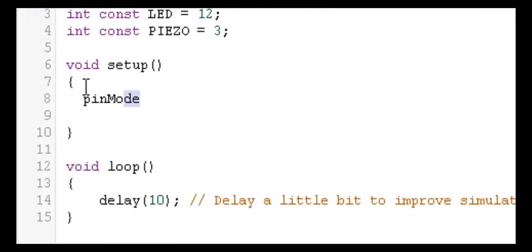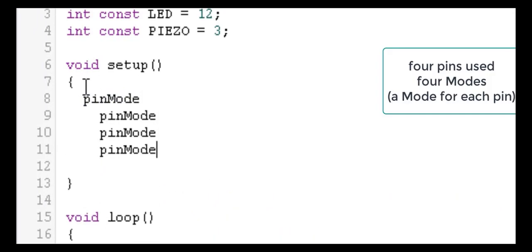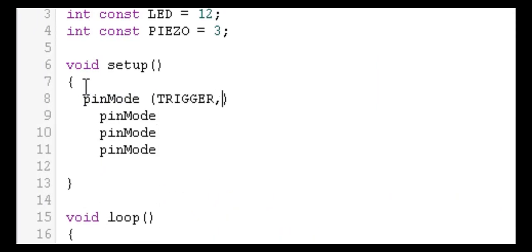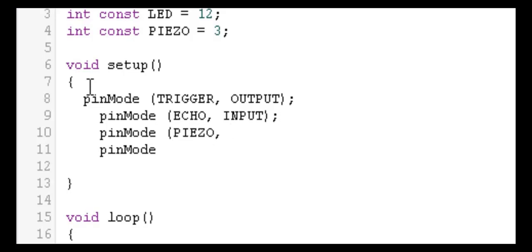Now we are going to type our void setup. We have pin mode for 4 different pins. One is the trigger, that is going to be an output. The echo is going to work as an input, to receive the signal. Another for the piezo, that is going to be an output. And the last one, the LED.